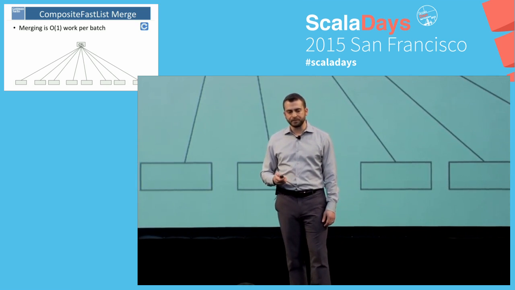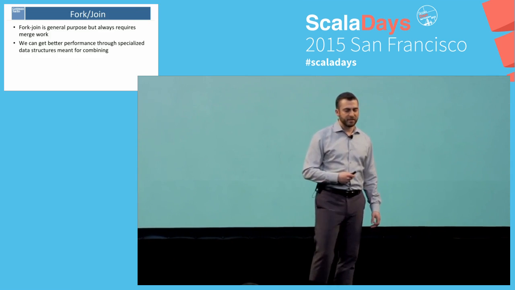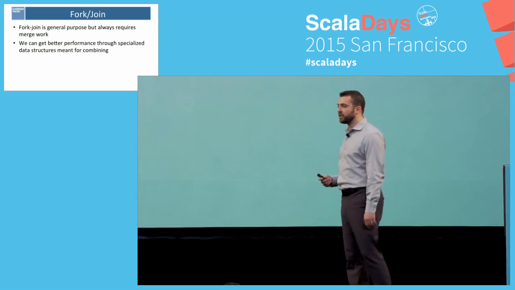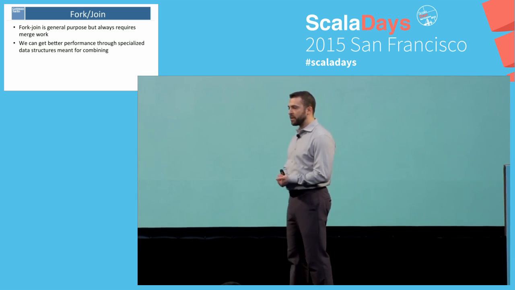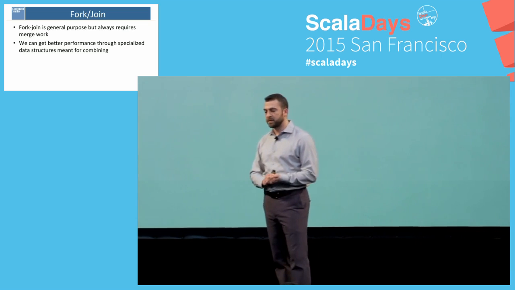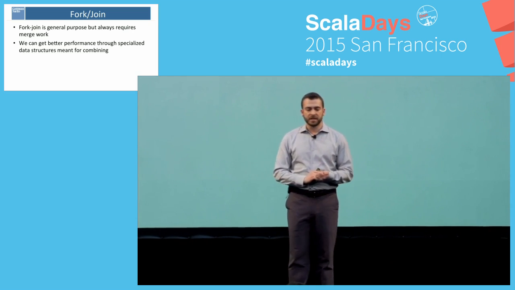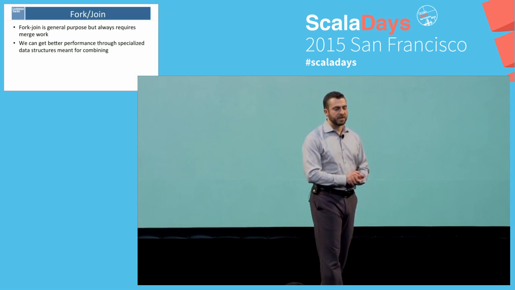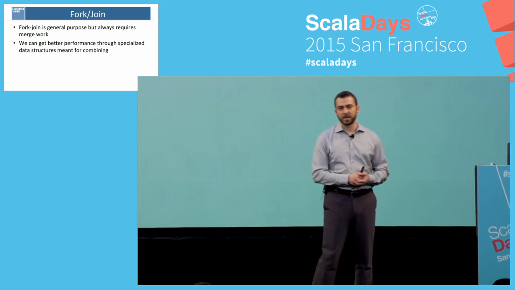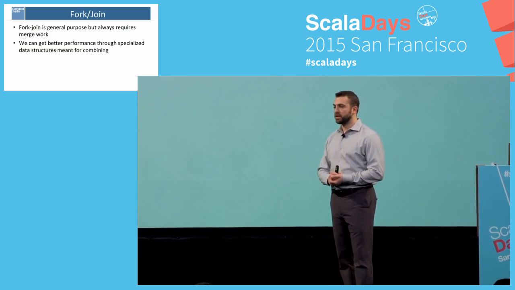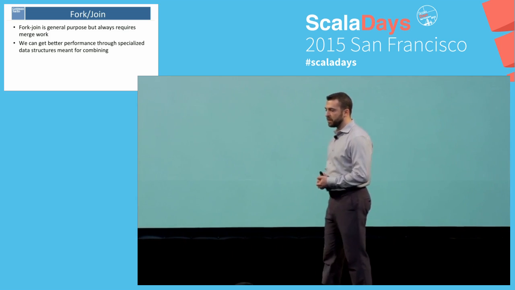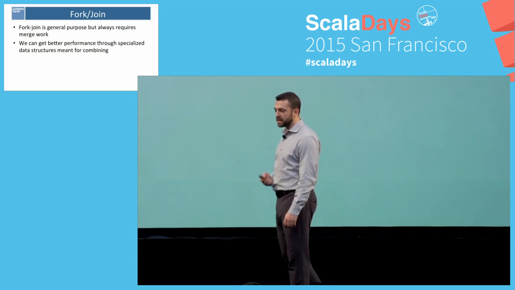So the takeaway here is that fork join is general purpose. You can imagine how to implement almost any kind of algorithm in parallel using fork join, but it always requires merge work, and depending on what you're doing in the merge step, that step can be quite expensive. And we can get better performance through specialized data structures meant for combining into. It is difficult to replace something that already exists, like the parallel collections today, to return a new type, because it would have different performance pros and cons and would affect existing code. But I do think it's worth considering, because in some cases the scale up is much better.